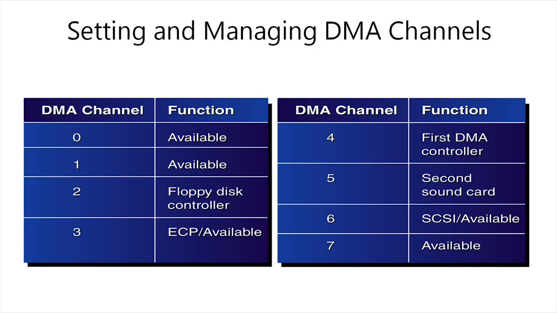Setting and managing DMA channels. So DMA channel, again, you used to have to physically set these. Today it's all done automatically. So the function here is available. DMA channel 2 is for a floppy disk only, so we can load that data directly from the floppy disk into the memory and download it directly from the memory into the floppy disk. And then we have the ECP available, the first DMA controller, the second sound card, SCSI available.